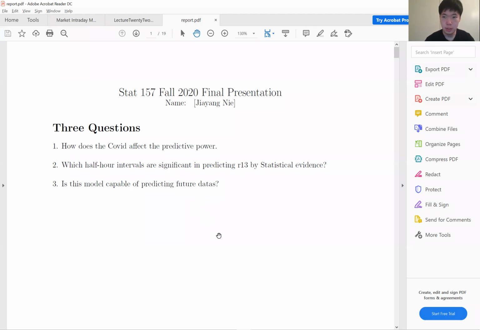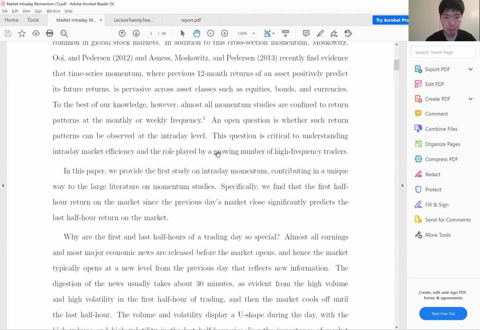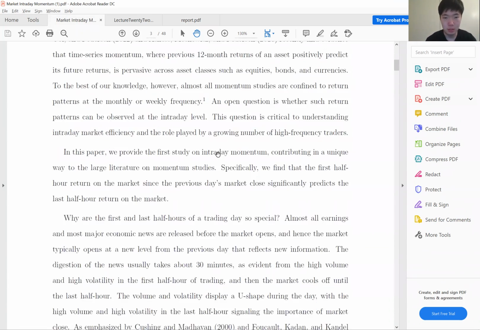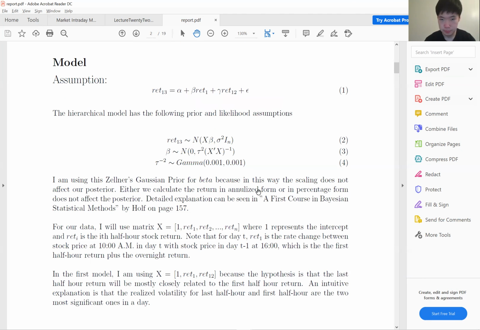To address the first question, I first use this model. I'm trying to predict the 13th half-hour return by the first and the 12th half-hour returns. The reason for choosing these 2 variables is a paper called Market Intraday Momentum. In this paper, the authors suggest this model, and they give some detailed economic reasons why the first and last half-hour returns of trading days are so special. I will not dig deeper into the economic reasons, but just analyze the model. I will denote them as return 13, return 1, and return 12 to make it easier.